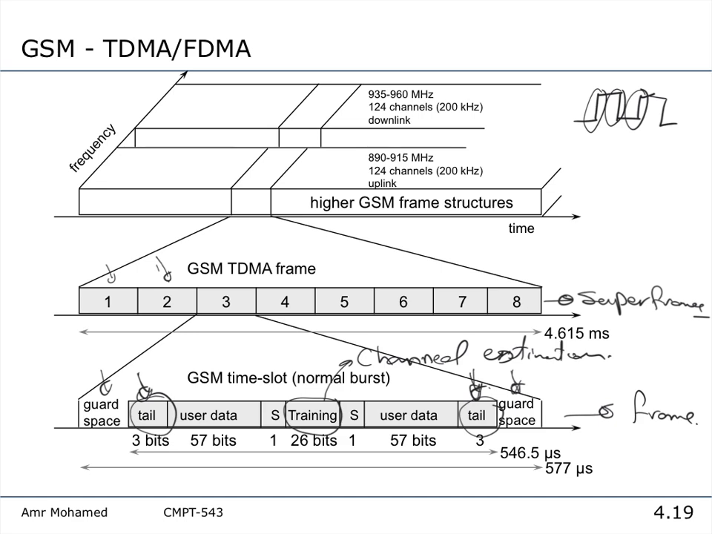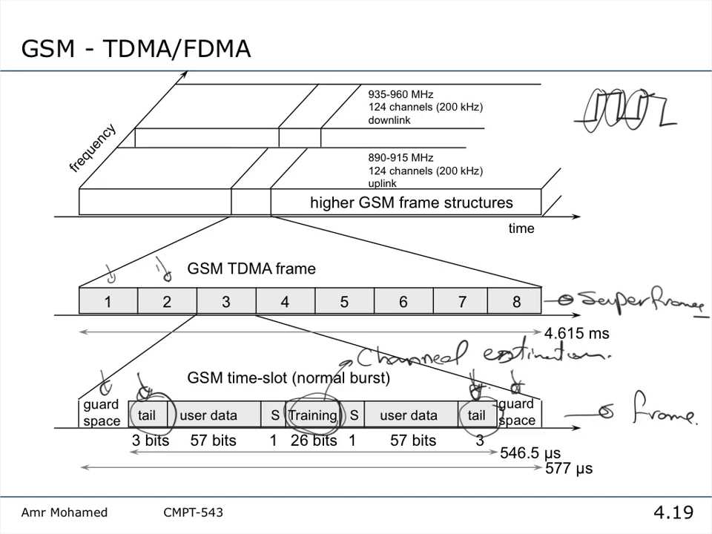We use this to facilitate the handover. We use this in many things. Okay? So we have to estimate the channel condition for a particular MS. And this is what we call the training sequence. So this is used for channel estimation. And in many cases, it's also used for synchronization too. So this training sequence has two functionalities: synchronization, in addition to the tail bits, and channel estimation.